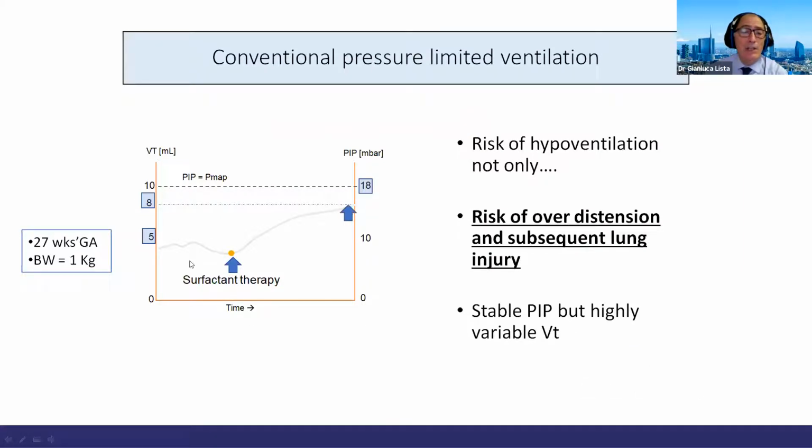The problem is when you use surfactant, because surfactant increases the compliance. So the pressure values that you use before surfactant therapy are able, for example, to generate a tidal volume that is enough for this baby of 1 kilo. When you give surfactant, there is an improvement of compliance, so the same peak inflation pressure is able to generate a very high tidal volume. So when you use conventional pressure-limited ventilation, there is a high risk of overdistension and subsequent lung injury.